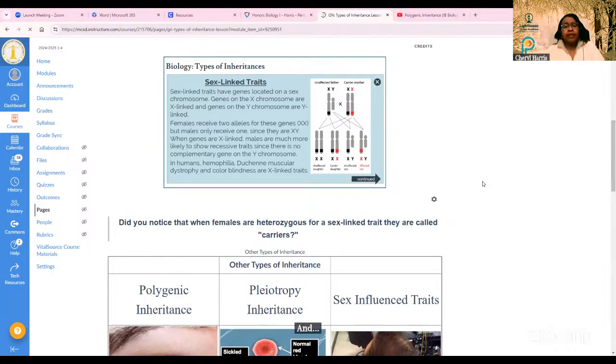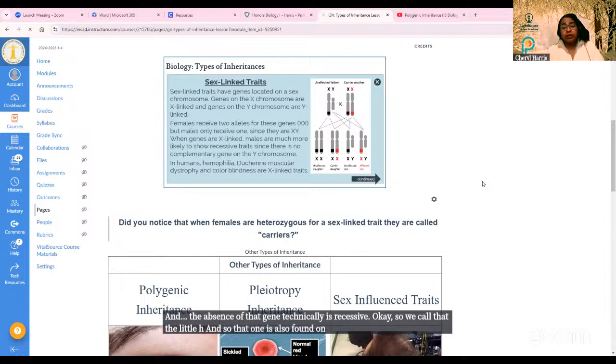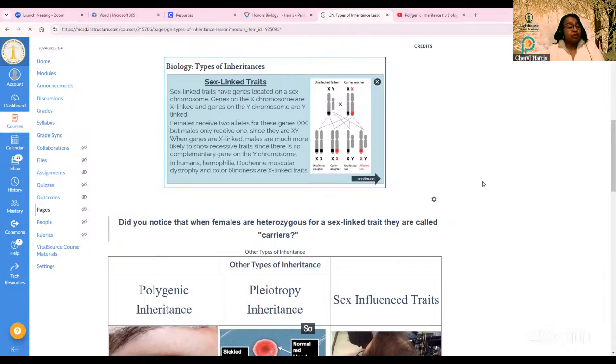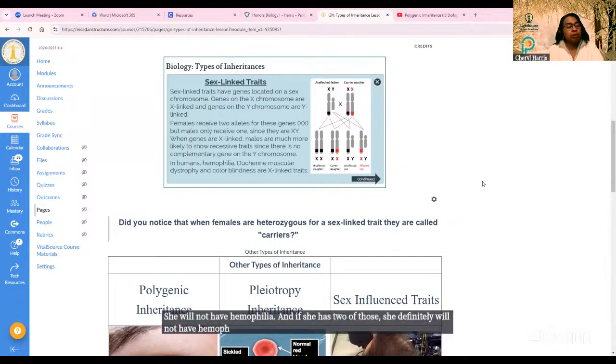And the absence of that gene technically is recessive. So we call that the little h. And that one is also found on the X chromosome, and there's nothing on the Y chromosome to match that gene. So if the female had a capital H on her chromosome, she is normal for blood clotting. She will not have hemophilia. And if she has two of those, she definitely will not have hemophilia, and she will not be able to pass that on to the next generation.